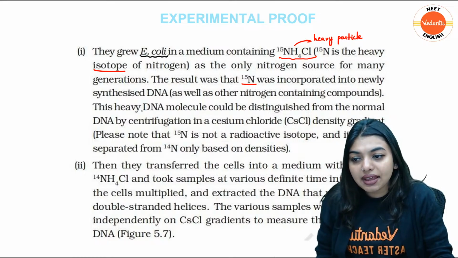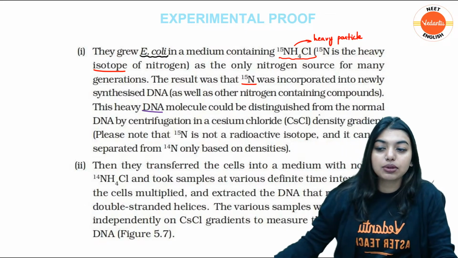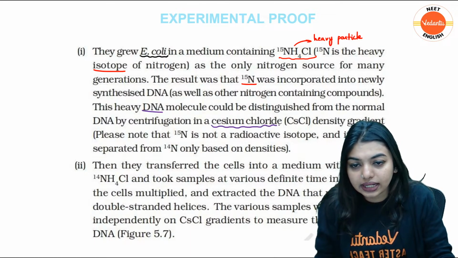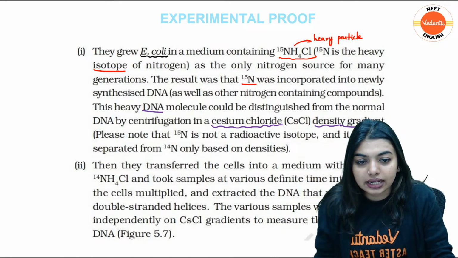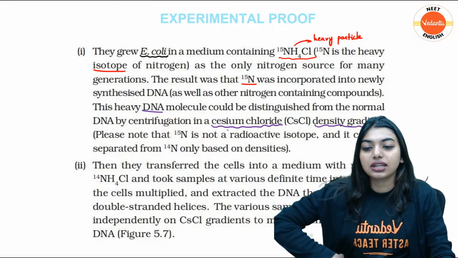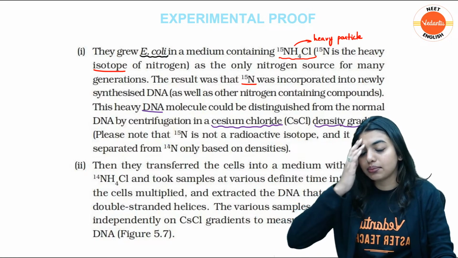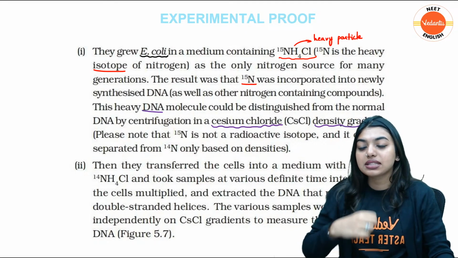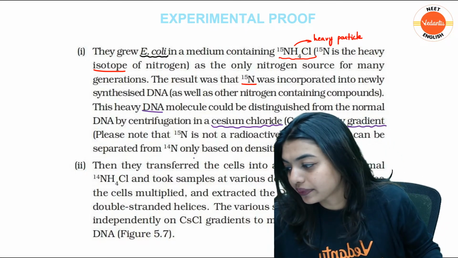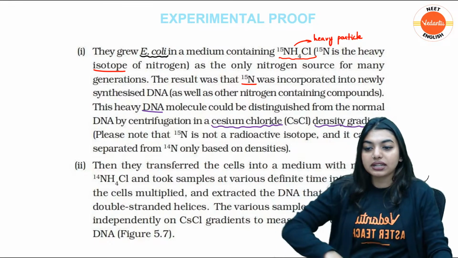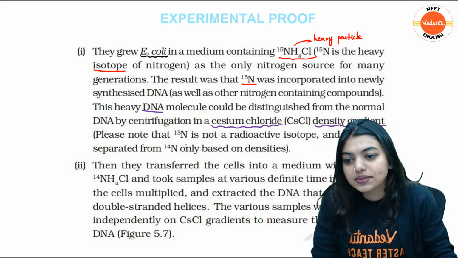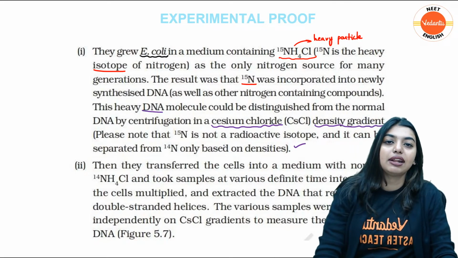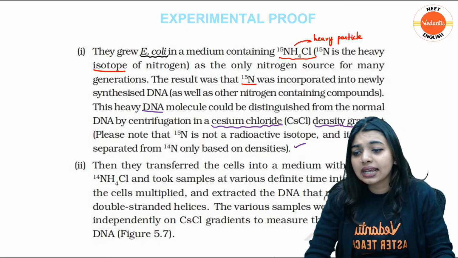Now, this heavy DNA molecule could be distinguished from normal DNA by centrifugation in cesium chloride density gradient. Understood? Please note that N15 is not a radioactive isotope and it can be separated from N14. They're basically just isotopes, not radioactive isotopes. Based on densities, we can easily separate N15 from N14. Then what do?